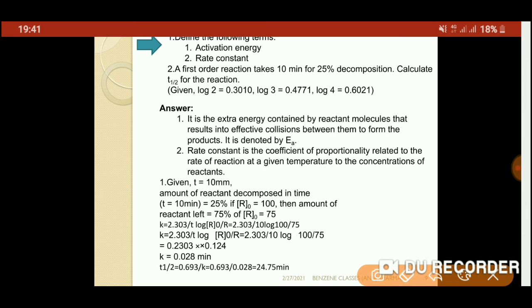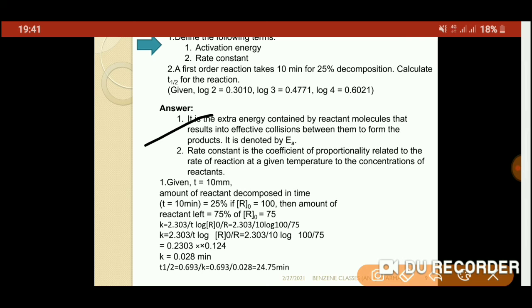Define the following terms: activation energy and rate constant. The second question says that if a first order reaction takes 10 minutes for 25% decomposition, calculate t half for the reaction. The log values of 2, 3 and 4 are also given. So you can check the answer. What is activation energy? It is the extra energy contained by a reactant molecule that results in effective collision between them to form product, and it is denoted by Ea.